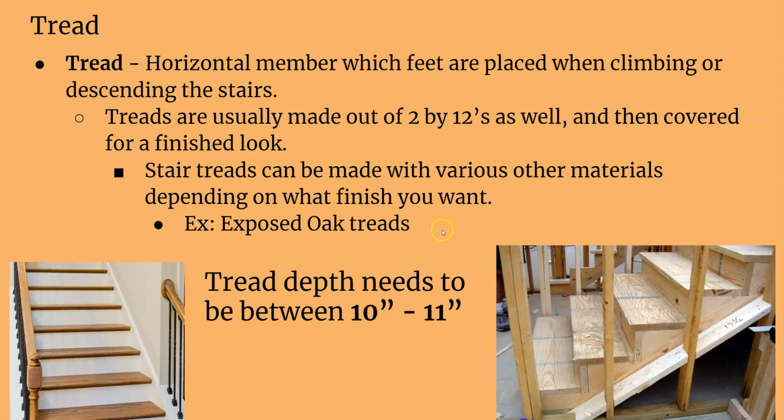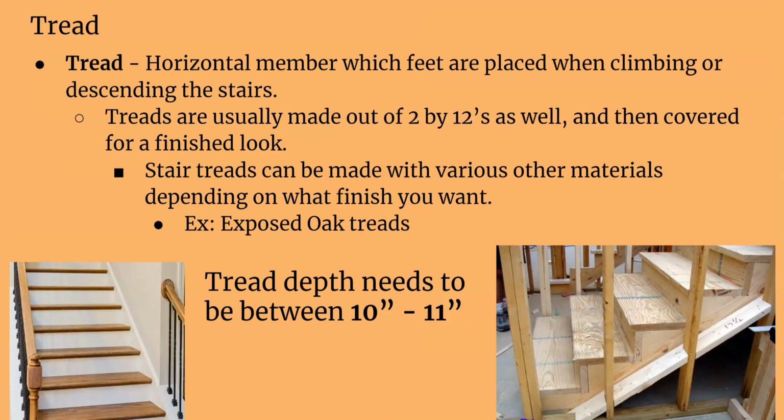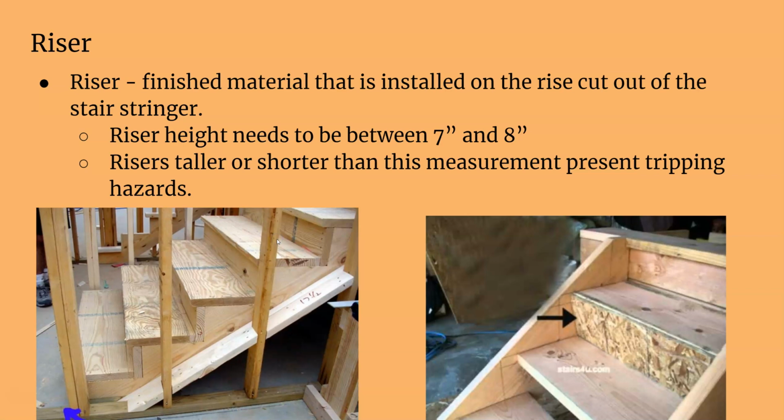But anyways, the tread depth does have to be 10 to 11 inches. That's why a 2x12 usually does the trick for that. The 2x12 isn't actually 12 inches. It's 11 and a quarter. And if you take into account the nosing that you have, it will definitely be in that 10 to 11 range. You can see that it's from nosing to nosing, 10 inches, and obviously you can rip down a 2x12 to whatever you need.